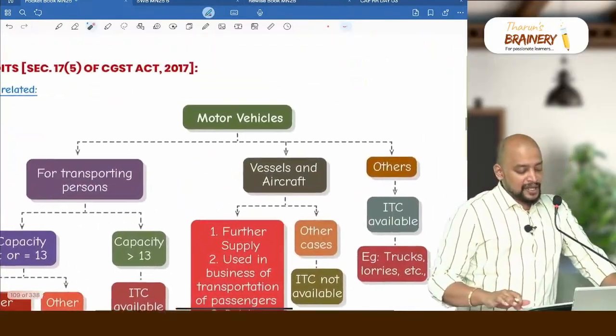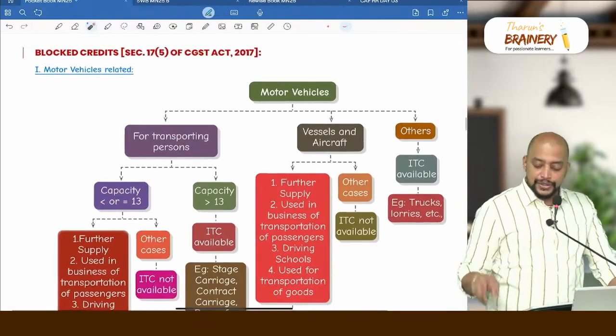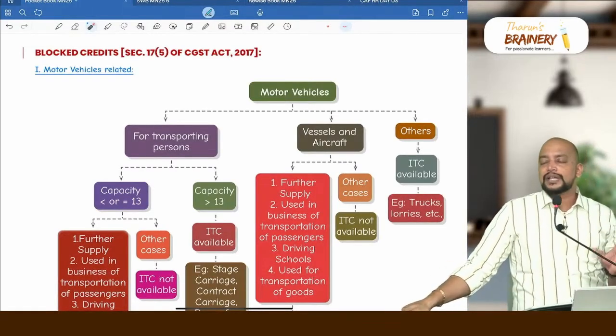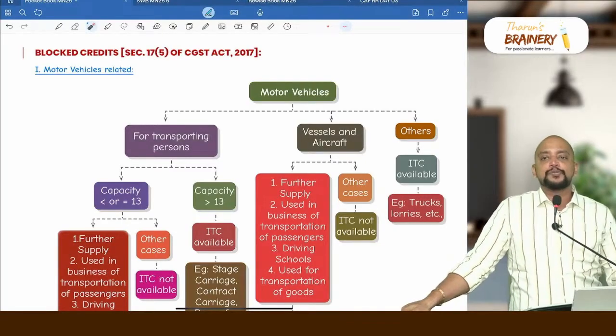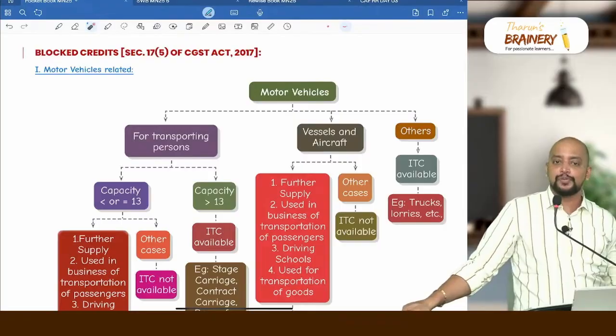Okay, next. Now we are moving on to blocked credits. So blocked credits are crucial for the purpose of computation. Mostly MCQs, again in 14 marks question, this blocked credits connection will be there. At least 1 or 2 points will be tested out of this blocked credits.